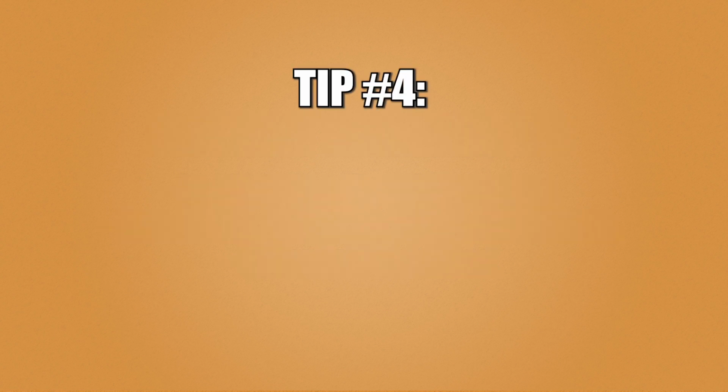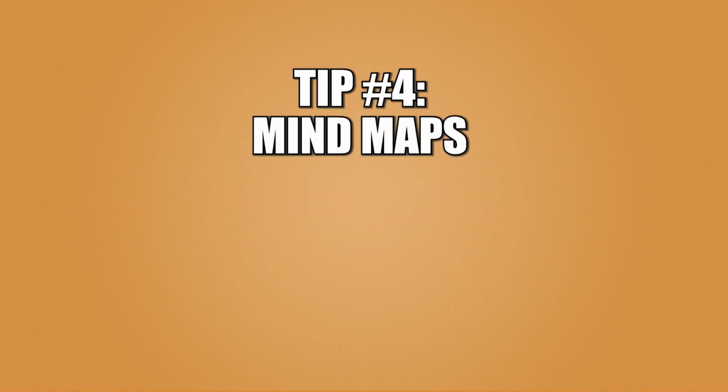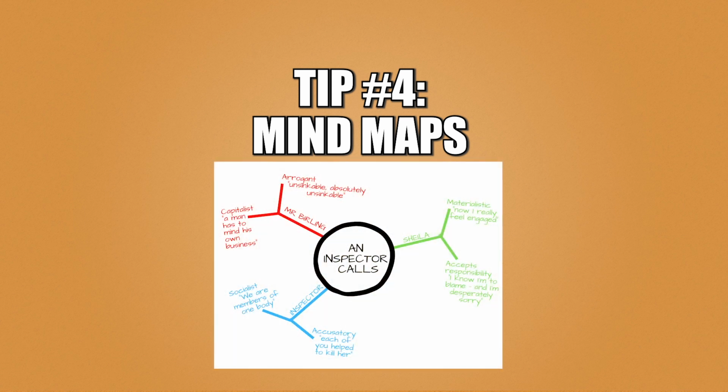Tip 4 is to create mind maps. I've always found mind maps to be brilliant tools for gathering information on a specific topic. If you're not familiar with them, you write the topic in the middle and then add different strands of information to it. It's a great way of organising large amounts of information into easily understandable categories.